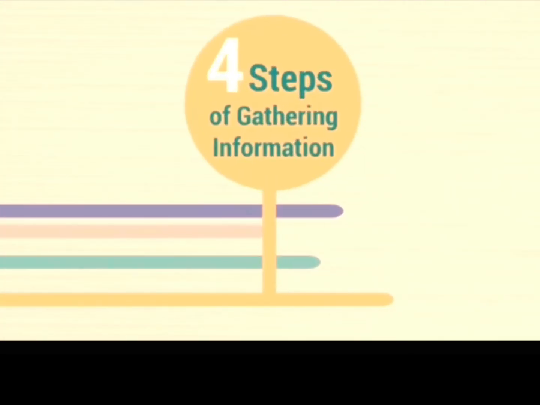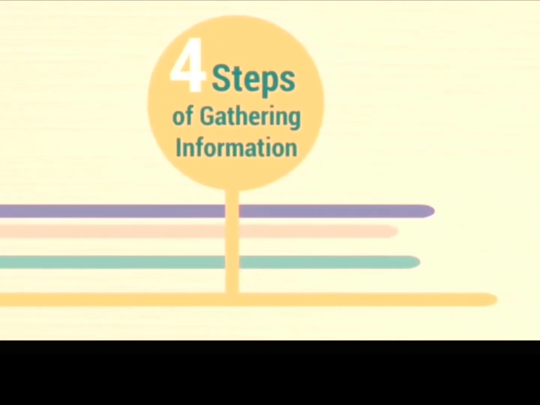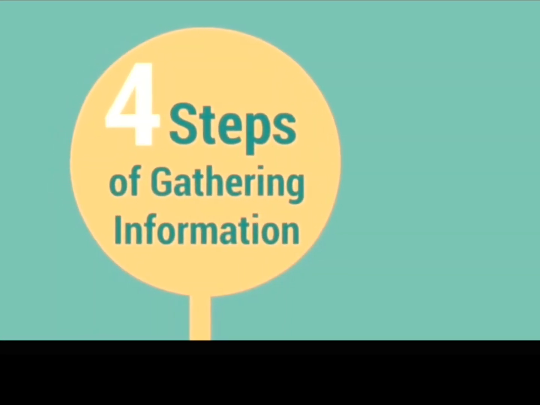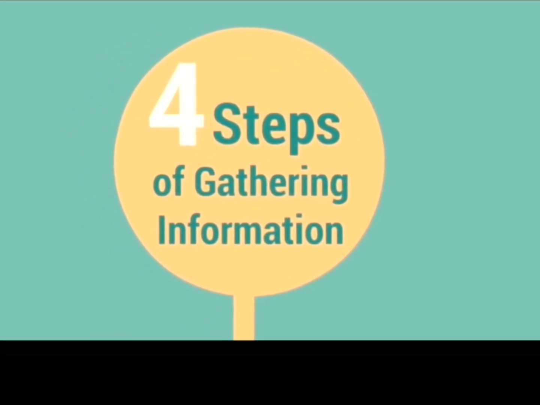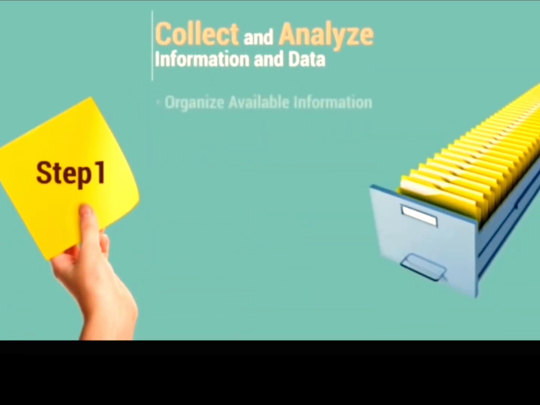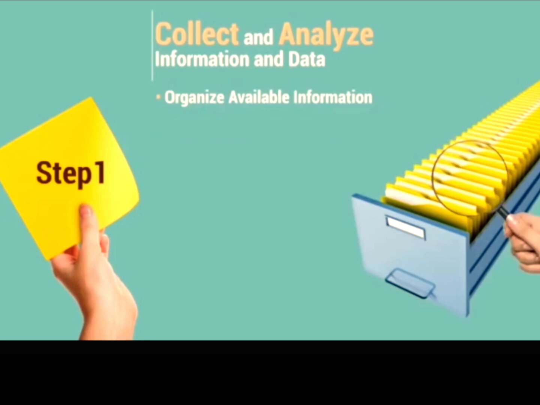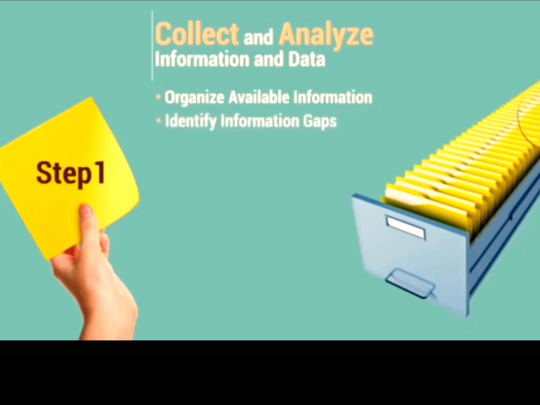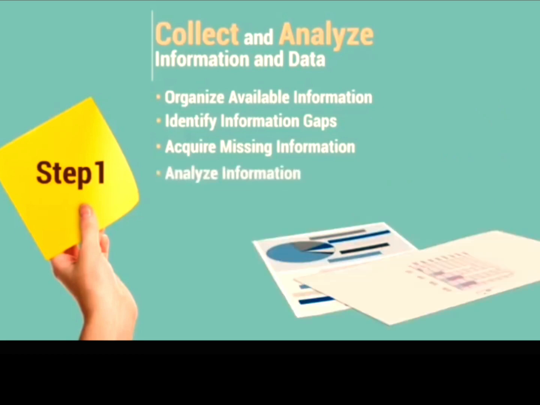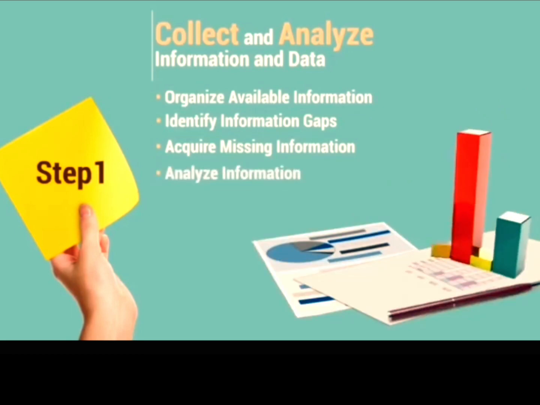While this was just a simple example, this animation presents a detailed 4-step process of gathering information. Follow this process for problem definition and solution identification. First, you collect and analyze information. You organize available information, identify information gaps, and then acquire more information for the gaps. For the purpose of analysis, it is good practice to create graphs, charts, or drawings from the available information and data.